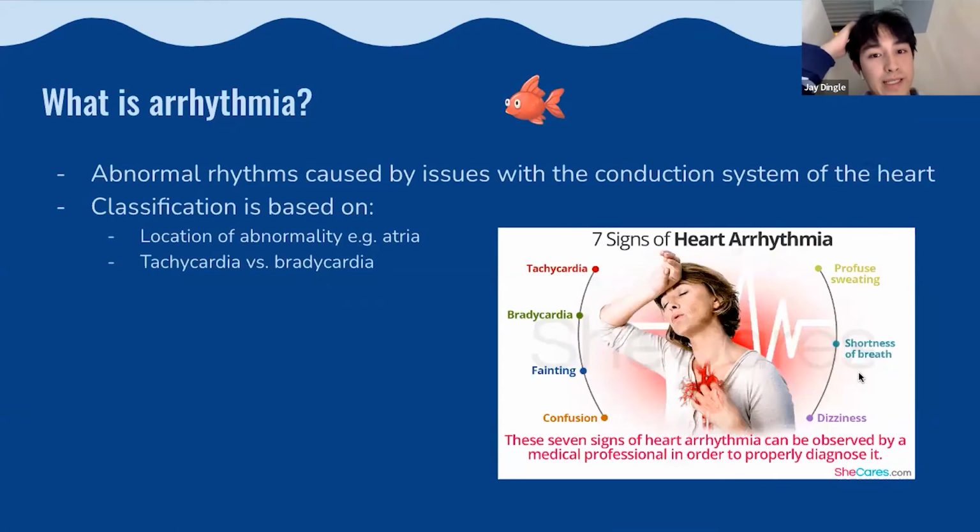So firstly, what is arrhythmia? Simply put, it's an abnormal rhythm caused by issues with the conduction system of the heart. And we typically classify it based on the location, so whether it's in the atria or the ventricles, and then whether it's fast or slow, so tachycardic or bradycardic.